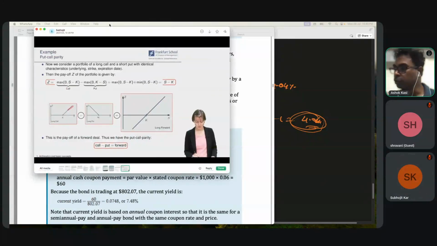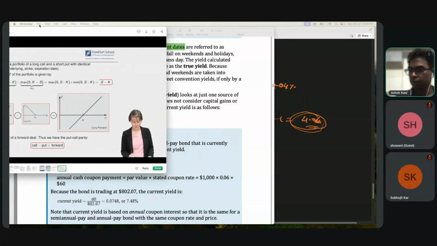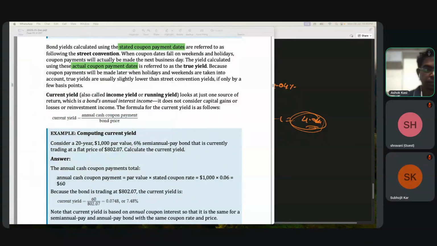Okay, this is the question. Now let me read. Put-call parity. Now we consider a portfolio of a long call and a short put with identical characteristics under the strike. Z is equal to call minus put, maximum. What did you say? What was your question?